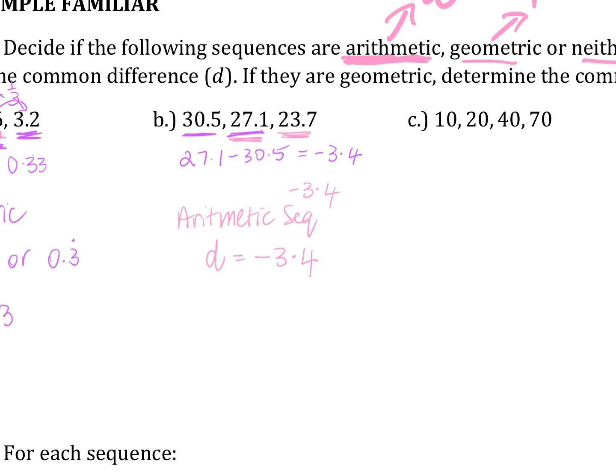Now, some of you identified that as an arithmetic sequence and said that the difference is 3.4. No, when we're going from here to here, we're adding negative 3.4. So the difference is negative 3.4. If it was positive 3.4, each of our terms would be getting bigger, and they're not.